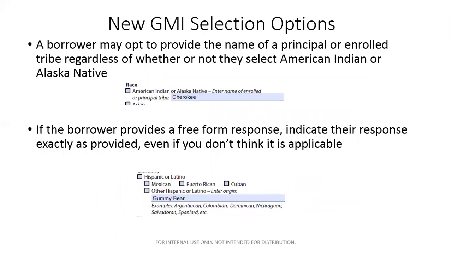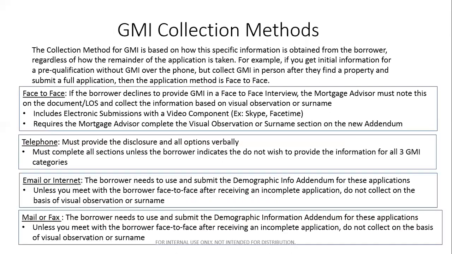A borrower may opt to provide the name of a principal or enrolled tribe regarding whether or not they are selecting American Indian or Alaskan Native. Okay, so again, they have the choice whether they're going to select this or not. And if the borrower provides a free-form response, they have to indicate their response exactly as provided, even if it doesn't really sound applicable or, again, doesn't make sense. So as we have here, gummy bear, if that's what the borrower desires to put in that free form, then we simply take it and put it in there. It's not necessarily our job to make sense of it. It's simply our job to gather this government monitoring information.